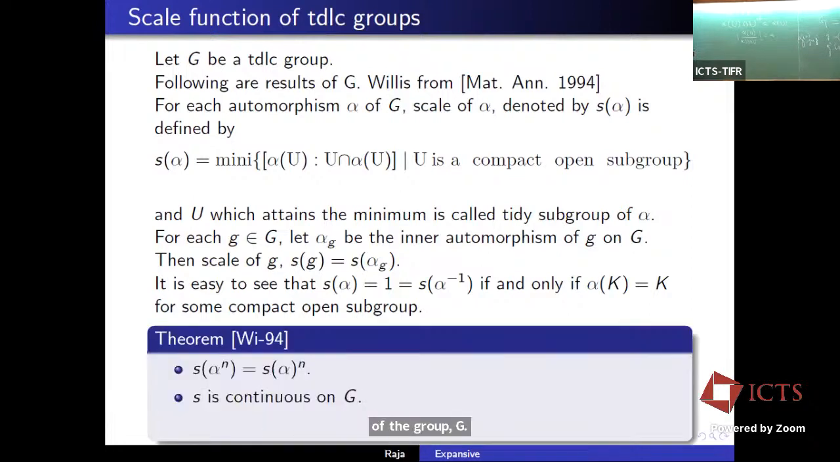Now we'll see two properties of the scale which are useful. The first one is that the scale, though it is defined on automorphisms, goes into integers, only non-negative integers.